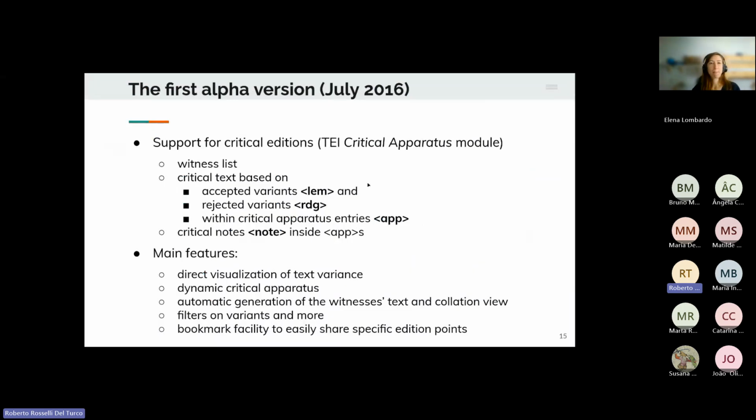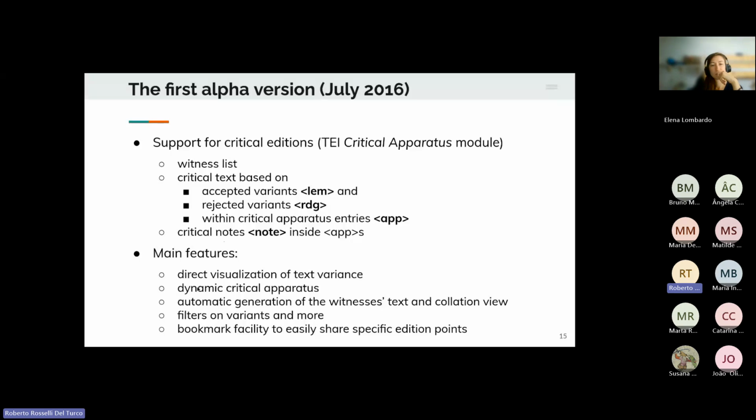So I told you that we also wanted to do critical editions. The first version, the alpha version of EVT2, was just supporting that, nothing more, but it already was complete in a way because we supported all the main elements in the TEI critical apparatus module. So we had support for the witness list, for the critical text, critical notes.